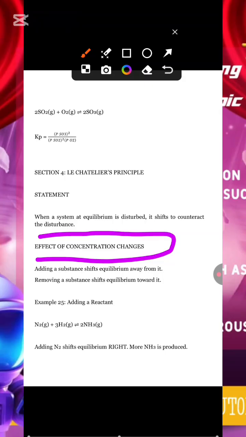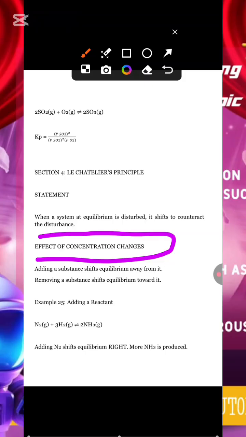Take for instance, let's say nitrogen and hydrogen are reacting to form ammonia, and then the ammonia is also decomposing to form nitrogen and hydrogen. And then I come in and I add more ammonia into the system. So the concentration of ammonia has increased because I added more. Okay, so adding more ammonia into that system will increase the concentration of ammonia.